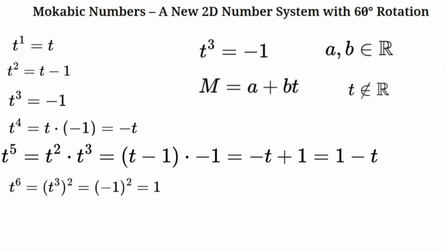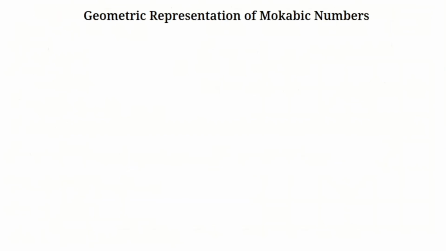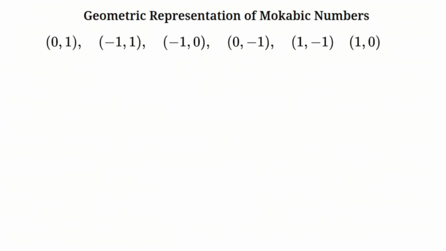Thus, multiplying by t rotates the number by 60 degrees counterclockwise. The repeating cycle is t, t squared, -1, -t, -t squared, and 1. So we have 6 distinct units, equally spaced by 60 degrees on the 2D plane. Geometric representation of Mokabic numbers. These 6 units form a hexagonal lattice. Their coordinates can be written as (1, 0), (0, 1), (-1, 1), (-1, 0), (0, -1), (1, -1).